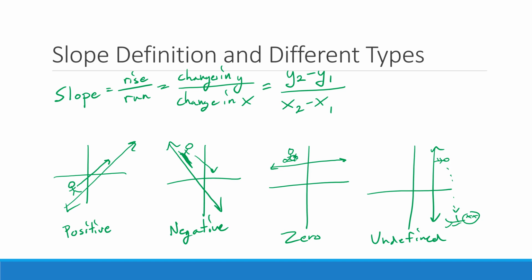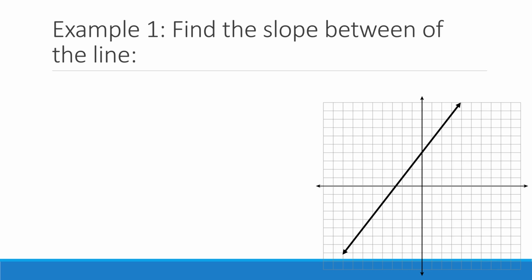Let's do some examples. I've been talking about the theory a lot. Let's do some examples. Let's just find the slope of the line. Okay, so what I said slope was rise over run. So what we can do is we can look at 2 points on this line and see how much this line rises and see how much it runs.